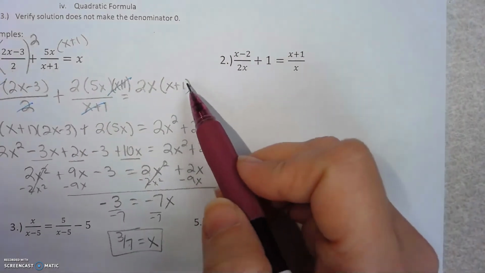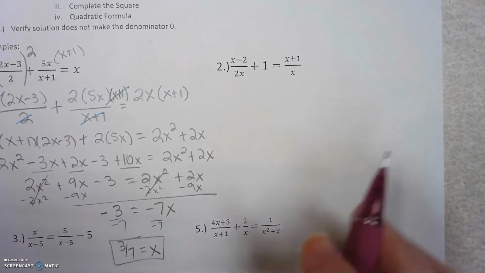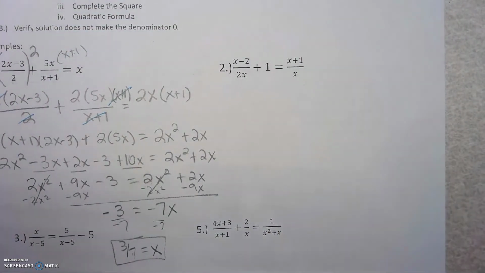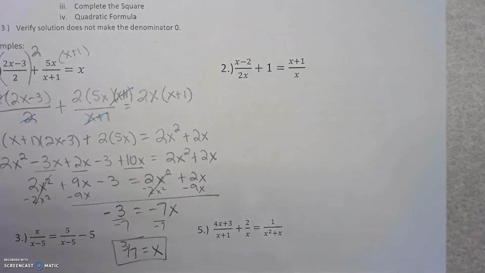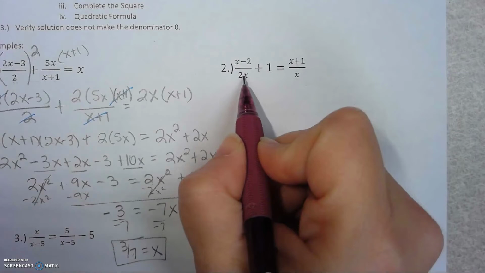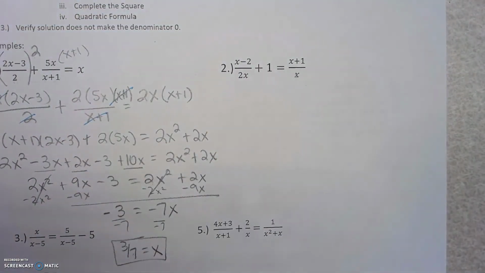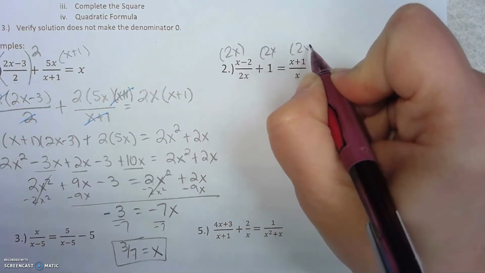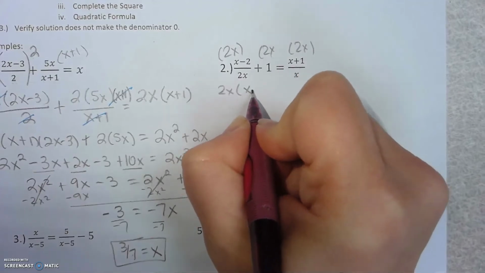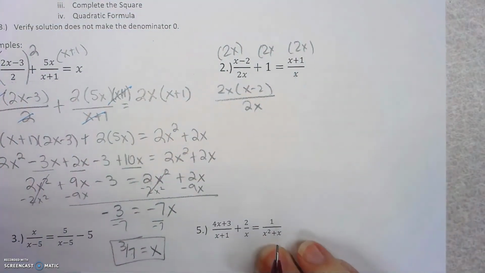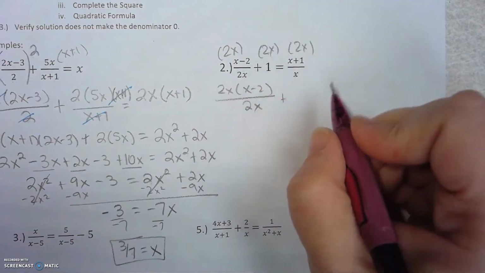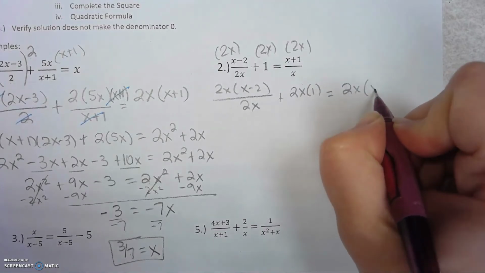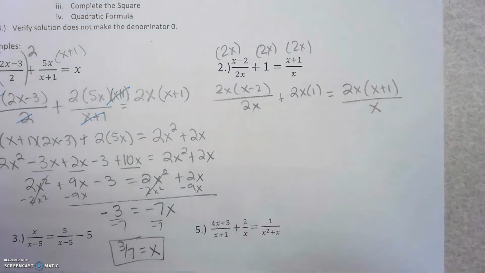We have x minus 2 over 2x plus 1 equals x plus 1 over x. I'm looking for something that 2x and x will both divide into evenly so that the denominators go away. Neither one of these will factor any further than what they are. I'm going to multiply everything by 2x. So now I have 2x times x minus 2 over 2x, and then 2x times 1, and then I have 2x times x plus 1 over x.